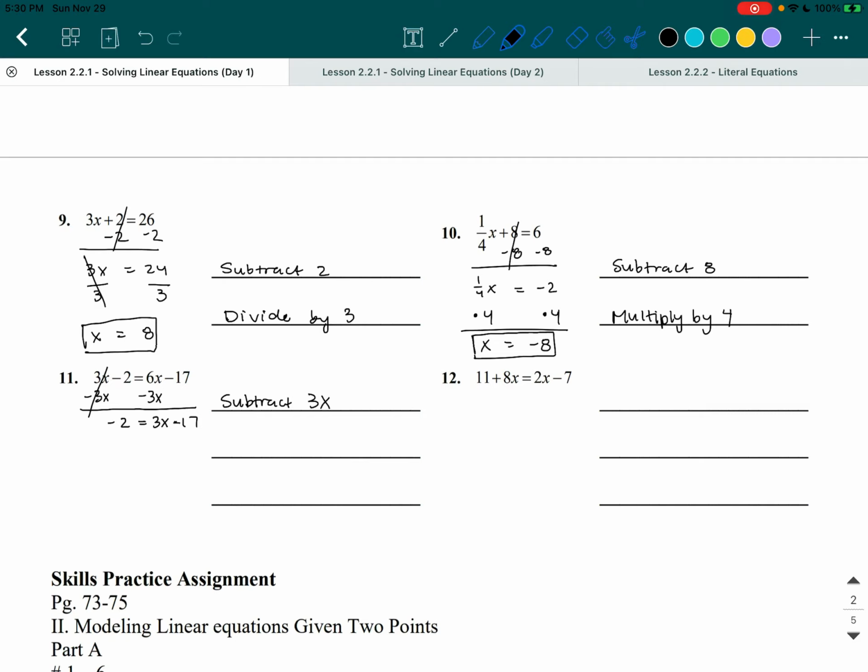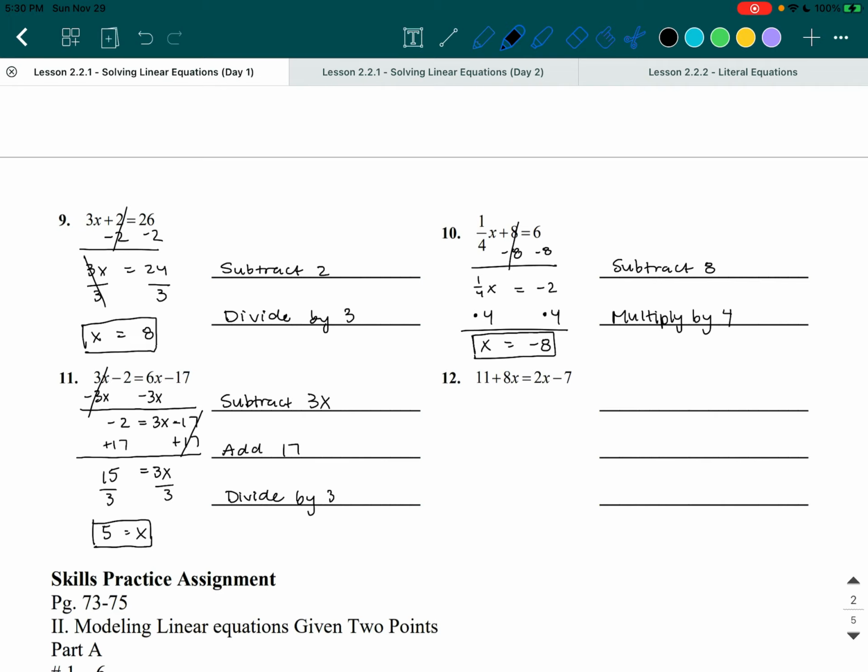So we subtracted 3x. The next thing would be to add 17 to both sides. That cancels those out, which leaves 3x alone over here, which is what we want, because the more alone x is, the closer we are to solving it. So we get -2 plus 17, that's really 17 minus 2, that's 15. So 15 is equal to 3x. And then finally, you divide by 3. That gives us 5 is equal to x.